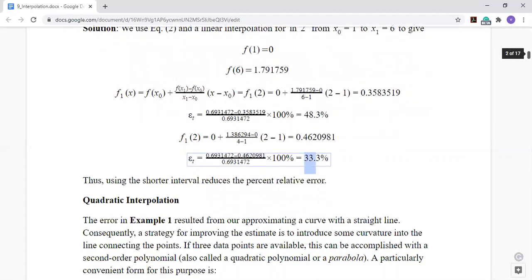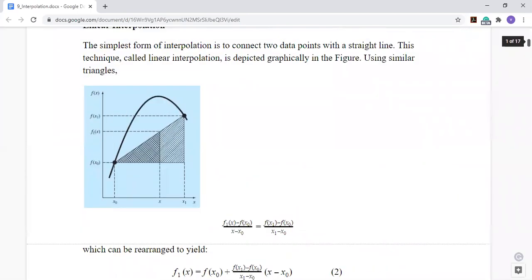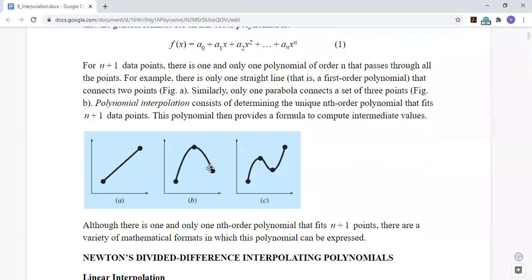So that's linear interpolation. It's the simplest, but as you can see, it has a very large error. Then we can make use of quadratic interpolation. In quadratic interpolation, we are fitting a second order polynomial, and for a second order polynomial, you need 3 points. For first order polynomial, which is linear interpolation, you need 2 points. But for second order polynomial, like this graph, you need 3 points. For a third order polynomial, you need 4 points.